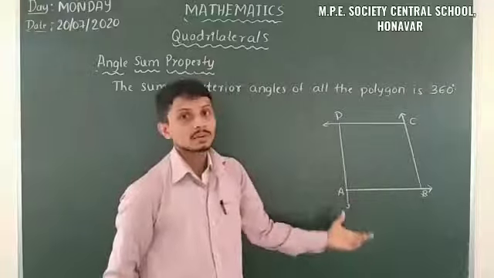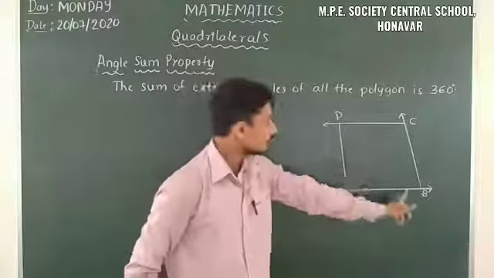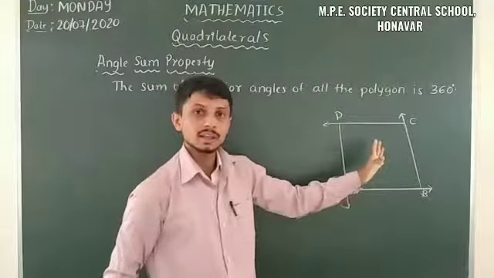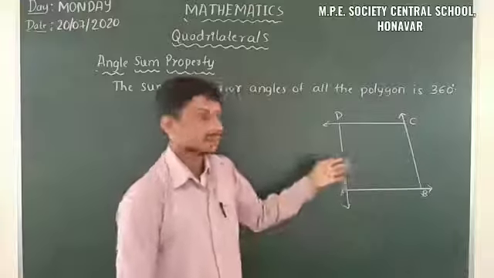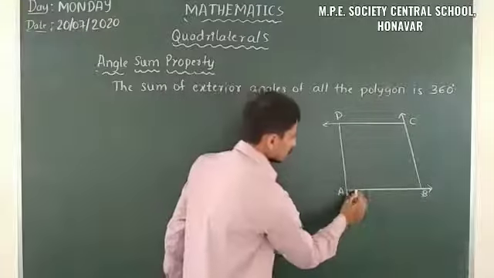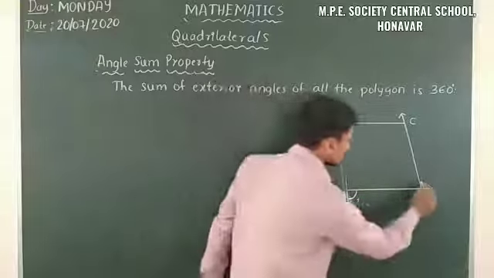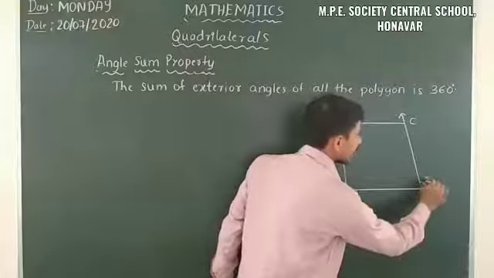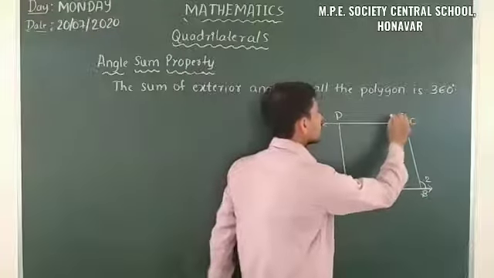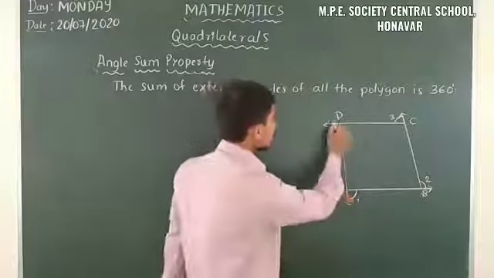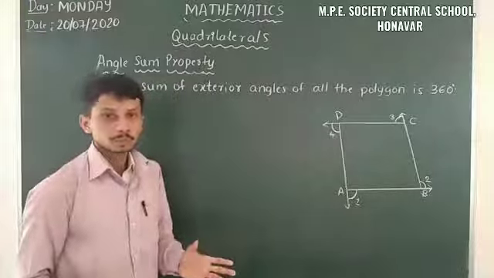We already know that the sum of the interior angles of a quadrilateral is 360 degree. Also we have to name all the exterior angles here. This is the first exterior angle, angle 1, the second exterior angle I name as 2, this is the third exterior angle, and this is the fourth exterior angle. So let us move on to the proof.